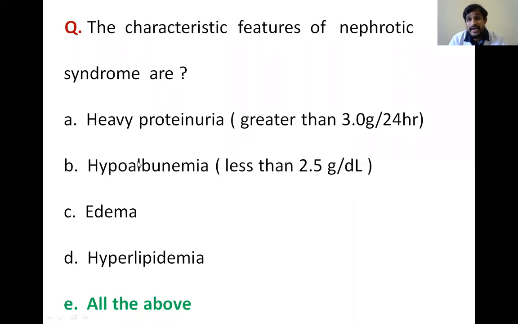And hypoalbuminemia: as proteins are excreted, a large part of the proteins is constituted by albumin. So there will be loss of the albumin, which leads to hypoalbuminemia. When there is a loss of albumin, oncotic pressure in the blood vessels will be decreased. There will be relative increase of the hydrostatic pressure, which leads to outflow of the fluids. And these fluids will get accumulated in different tissues, which leads to edema. And due to this hypoalbuminemia and decreased osmotic pressure, hepatic lipogenesis occurs, which leads to hyperlipidemia. So all these are present in the nephrotic syndrome.